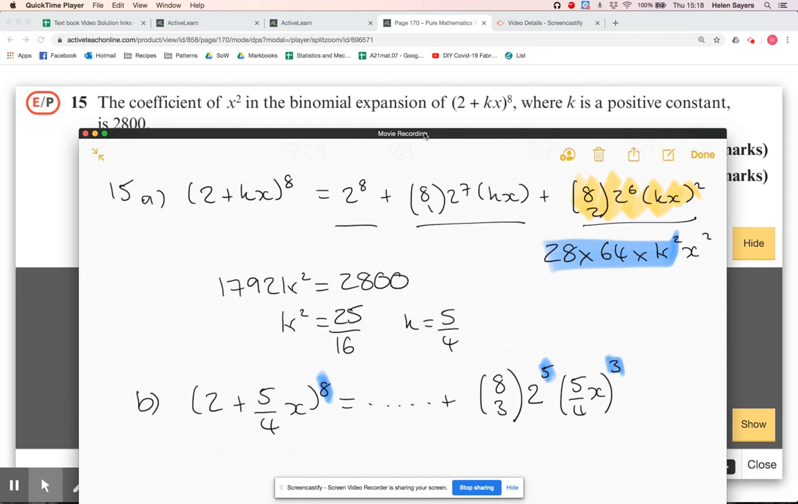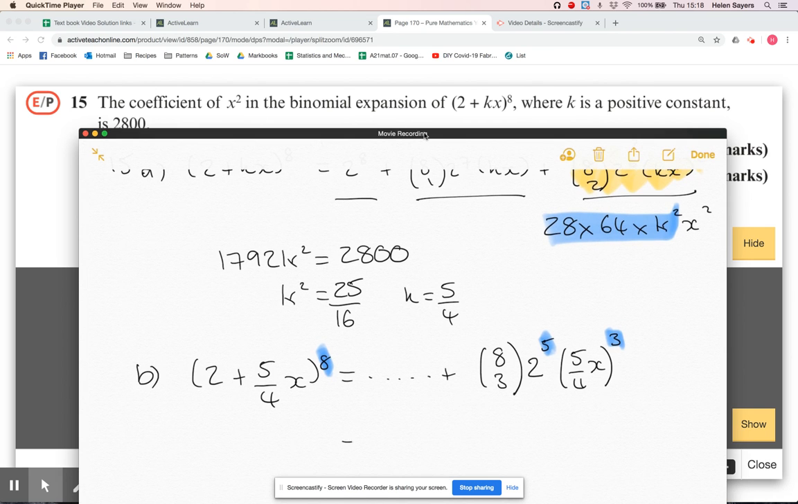Now I've just got to be careful with subbing that into the calculator. That 5 over 4 to the power of 3 I just need to be careful of. So 8 choose 3, let's write it out bit by bit, is 56. Then 2 to the power of 5, and then 5 over 4, and those brackets are essential because that needs to be cubed. So that's 125 over 64 x cubed.